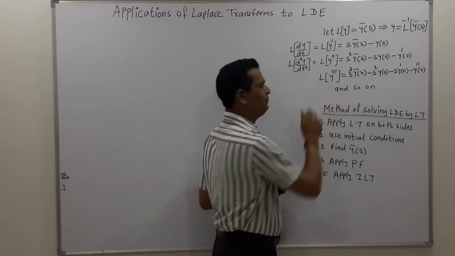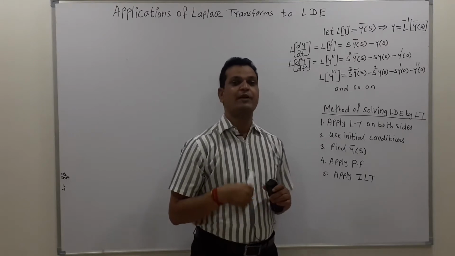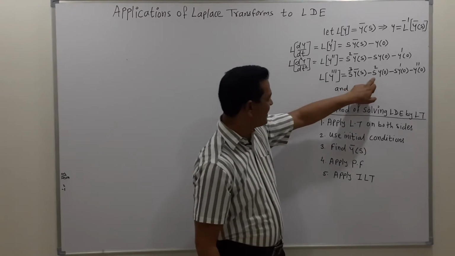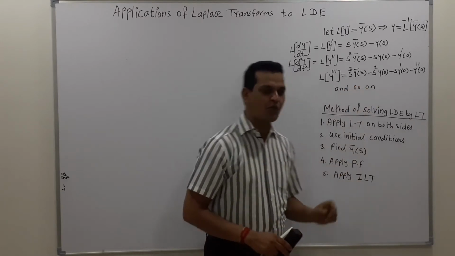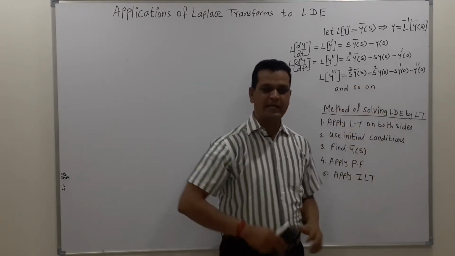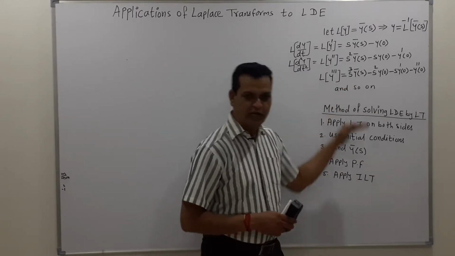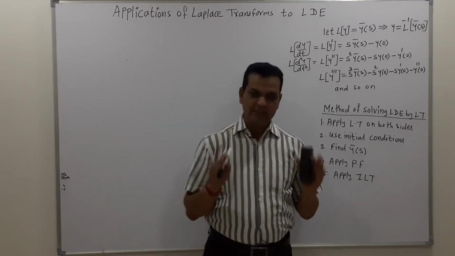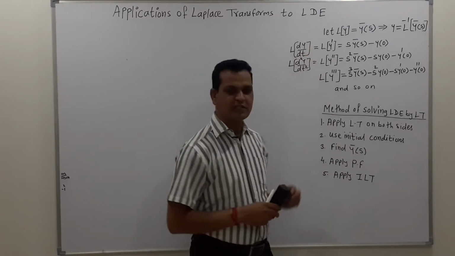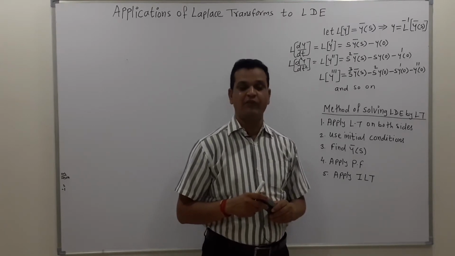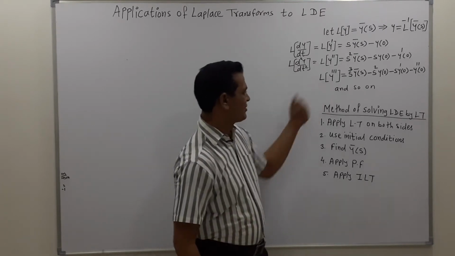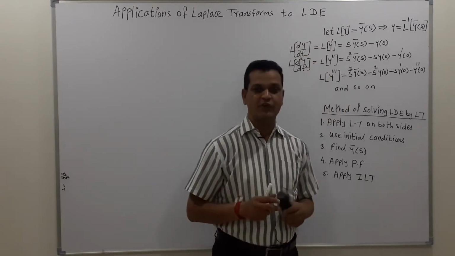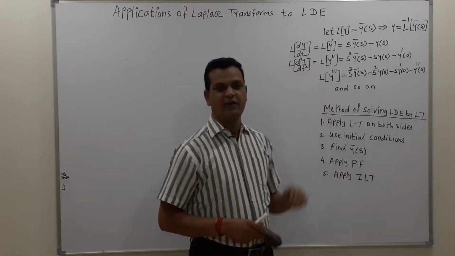Similarly, for the third derivative of y with respect to t, the formula is s cube y bar of s minus s square y of 0 minus s y dash of 0 minus y double dash of 0. We can continue this result up to the nth derivative. As per our engineering curriculum, we require the results up to the third derivative of y with respect to t and its Laplace transformation. We have already learned this concept in our previous video lecture, so this is just a revision of that lecture.